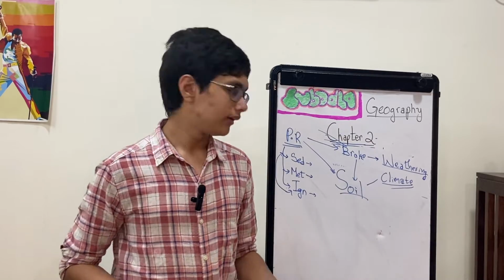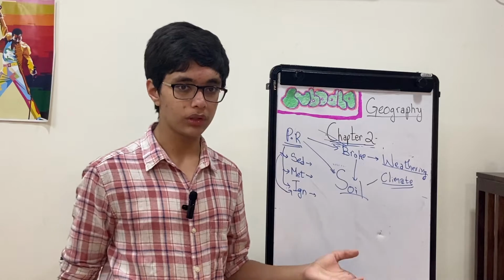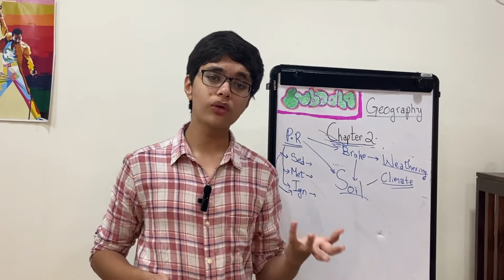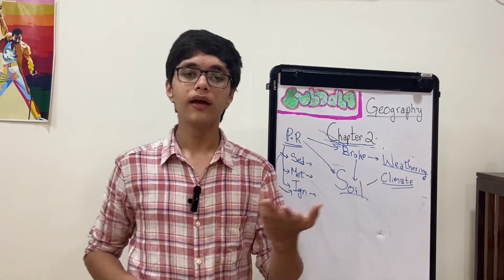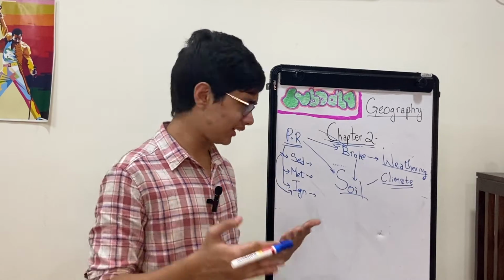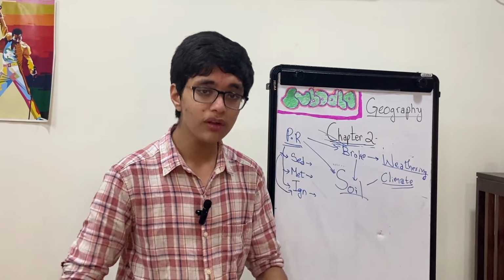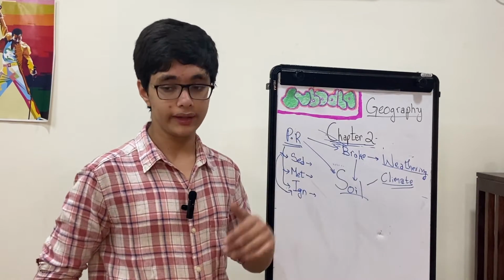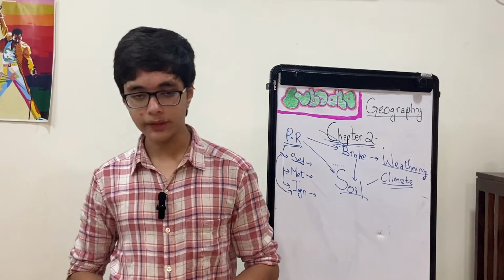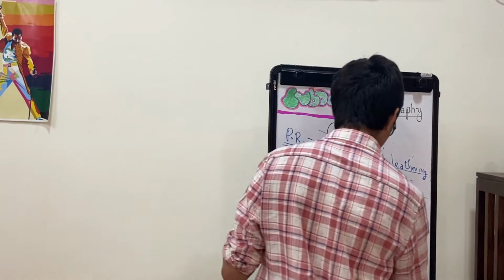So, climate includes both temperature and rainfall. The temperature causes a difference in how quickly weathering happens, and the same with rainfall. The heavier the rainfall, the faster the weathering. The third thing that we have to talk about is relief. So, what is relief?